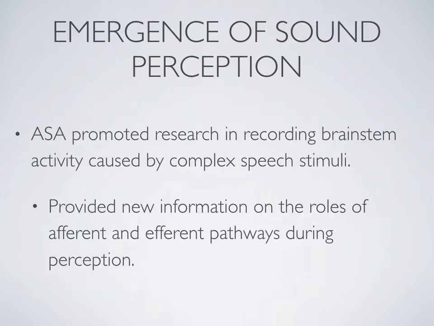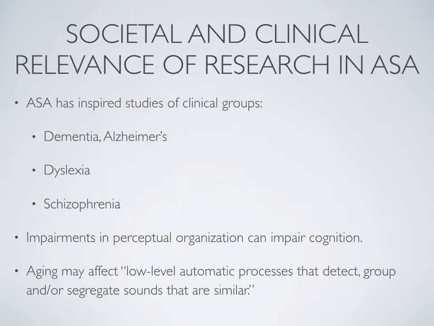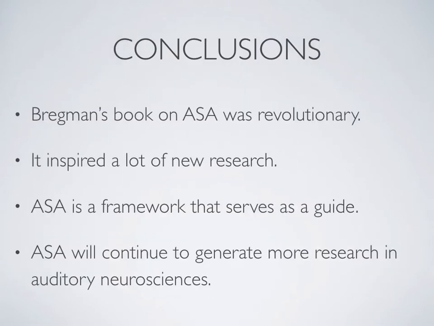ASA has also promoted research in recording brainstem activity caused by complex speech stimuli. This has provided new information on the roles of afferent and efferent pathways during perception. ASA has been used in the studies of clinical groups such as patients with dementia, Alzheimer's, dyslexia, and schizophrenia. They also found that aging may affect low-level automatic processes that detect, group, and segregate sounds that are similar. This may explain why older adults with good hearing can still have trouble understanding speech when there are other sounds going on in the same room.